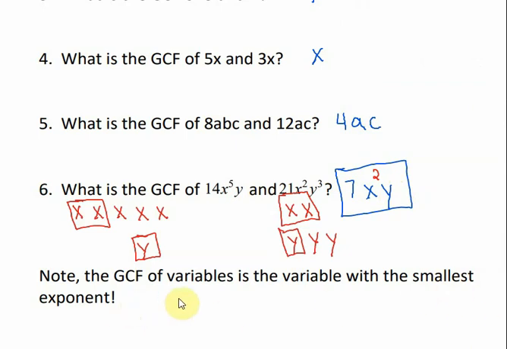So another way to determine that, when we're dealing with variables, is that it's always going to be the variable with the smallest exponent. So when we looked at these two, the smallest exponent for the x's was 2. For the y's, the smallest exponent was the understood 1.